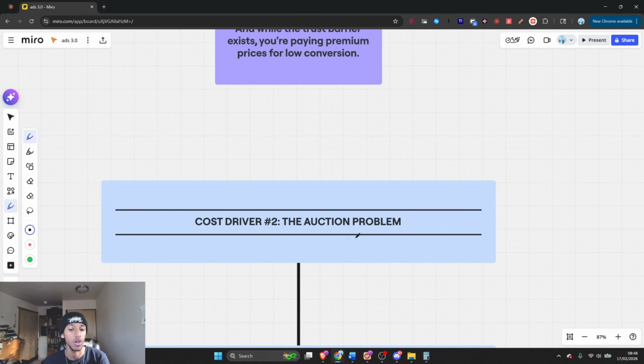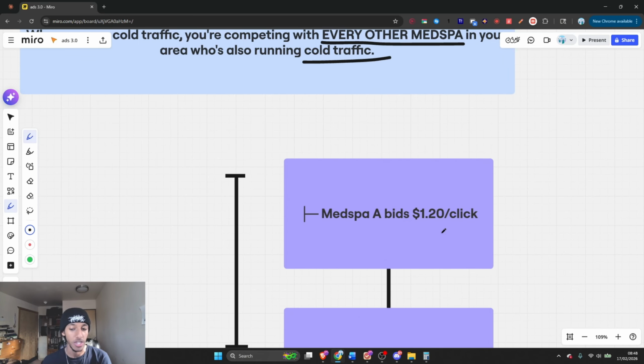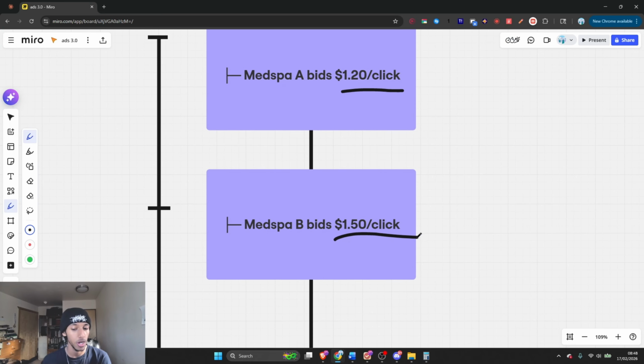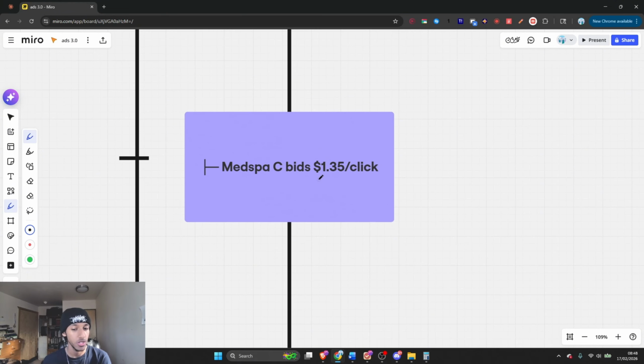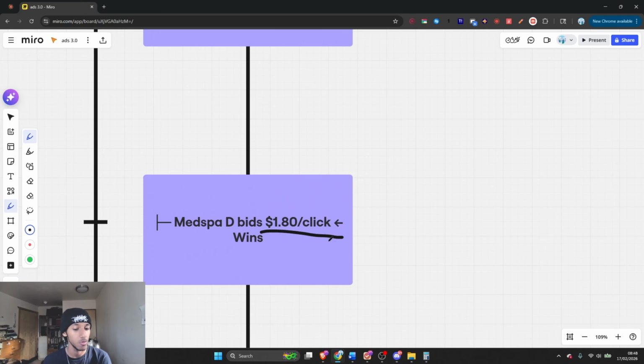Cost number 2, the auction problem. When you run cold traffic ads, you should know that you're competing with every other med spa in the area, every single other one who's also running cold traffic. Med spa A bids around $1.20 per click. Med spa B bids $1.50. Med spa C bids $1.35. Med spa D bids $1.80, which means it wins because Facebook will prioritize the one that bids the most money. That's just how Facebook works. It's a business at the end of the day.